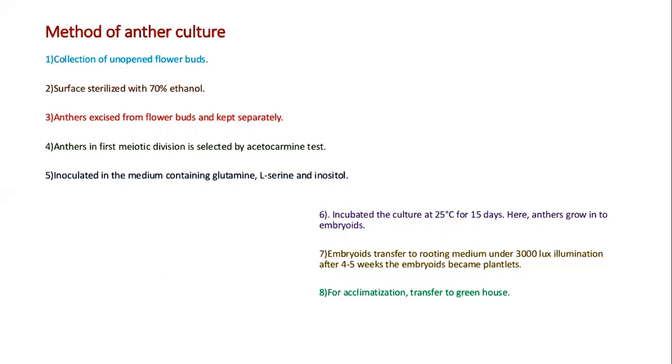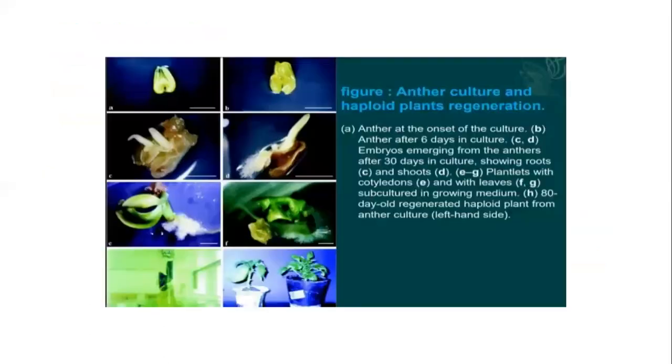The embryos are transferred to the rooting medium, and they are kept in 33,000 lux illumination, and 4 to 5 weeks after that the embryos become plantlets. The plantlets then can be transferred for acclimatization, and they are transferred to the greenhouse. So by this process of anther culture we can easily get the haploid plants.